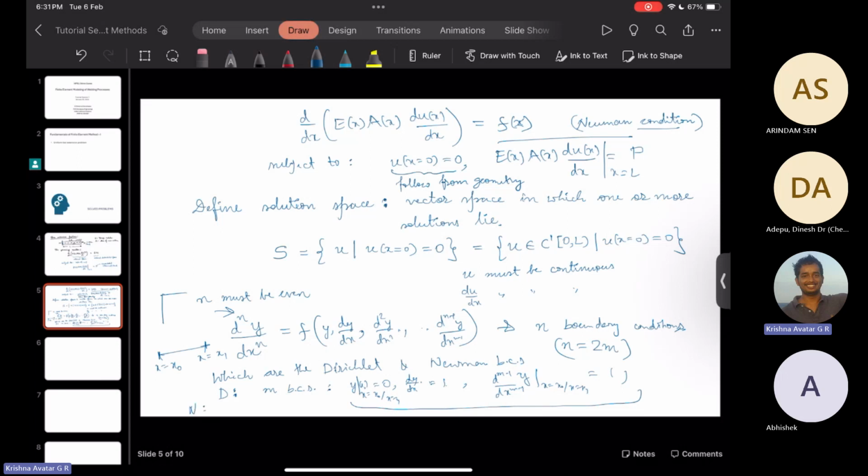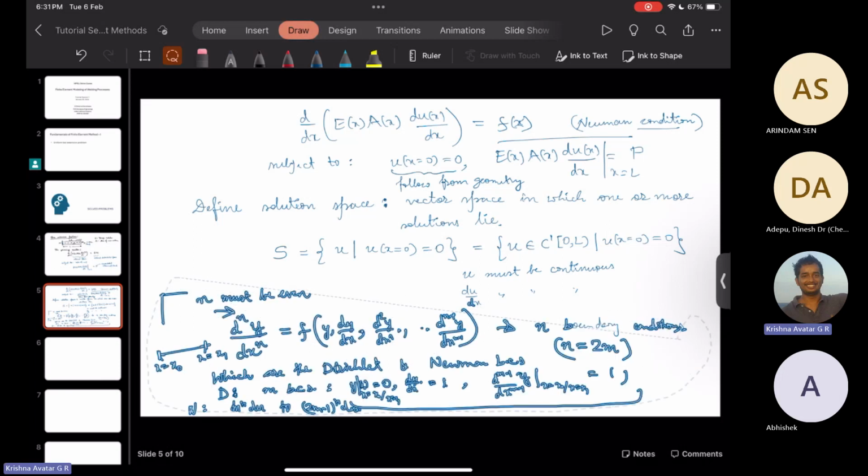For Neumann, it is the others. This starts at the mth derivative through the (2m minus 1)th derivative. So those values will be called the Neumann boundary conditions. These are just a simple trick to decide which are Dirichlet and which are Neumann boundary conditions. So I'll just erase this.